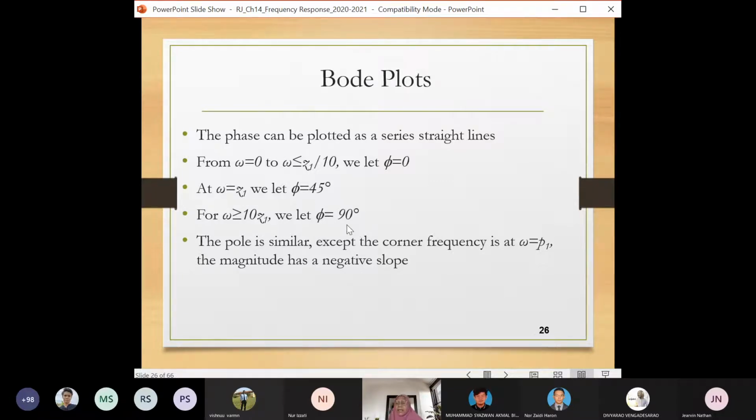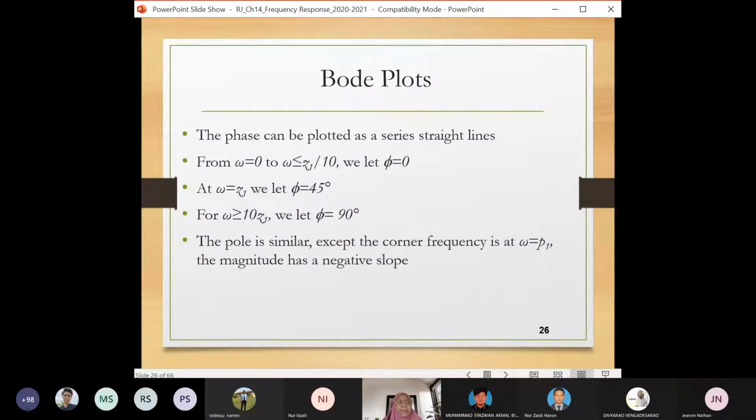So when you plot a section, you always use the range of the frequency from one tenth to 10 times. So you have to have one tenth lower and ten times higher. So you have to use 2 decades change.